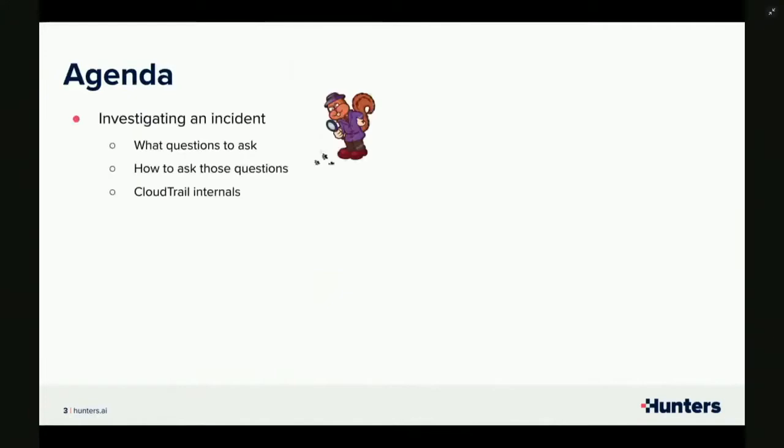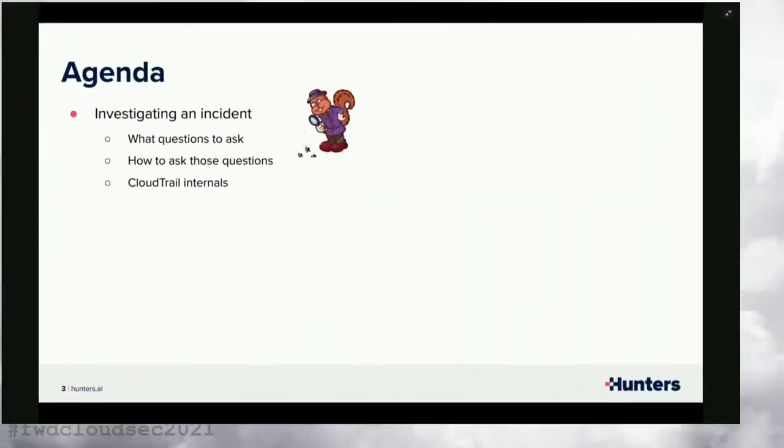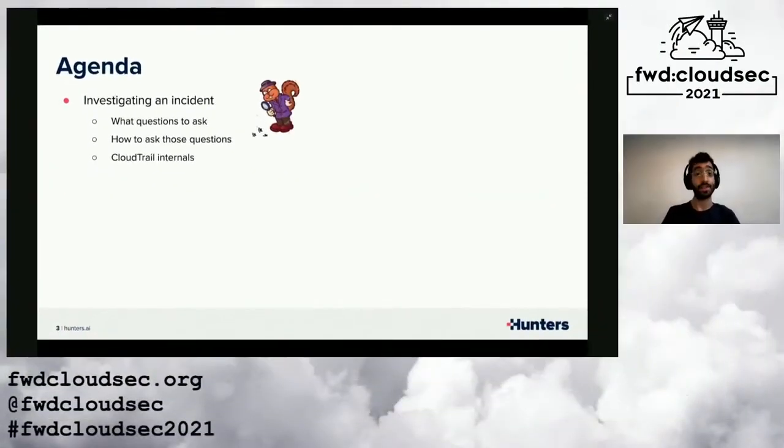What we're going to talk about today is mainly how to investigate a CloudTrail and AWS security incident. We'll talk about which questions you should ask, how to ask those questions, and some CloudTrail internals that help answering those questions. And in the end, we'll also touch on a few interesting examples of how CloudTrail can be very complex, but if you know it well, how it can help you in your work.